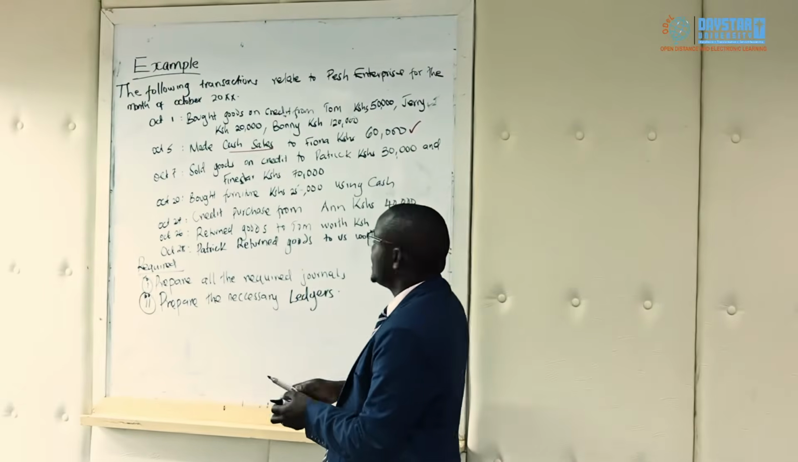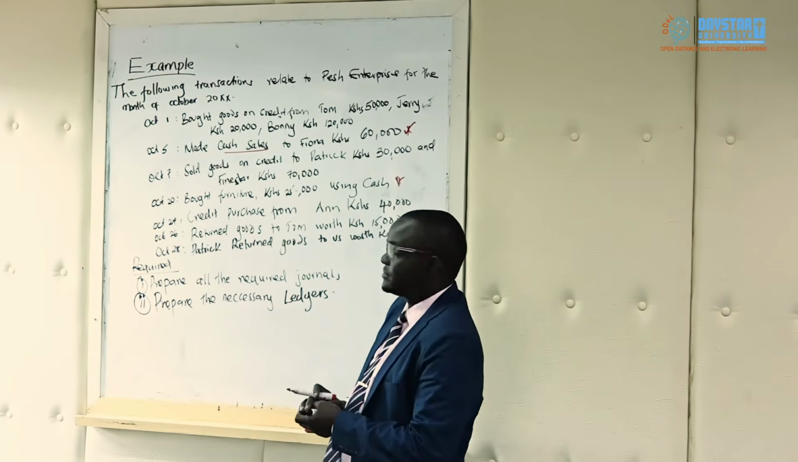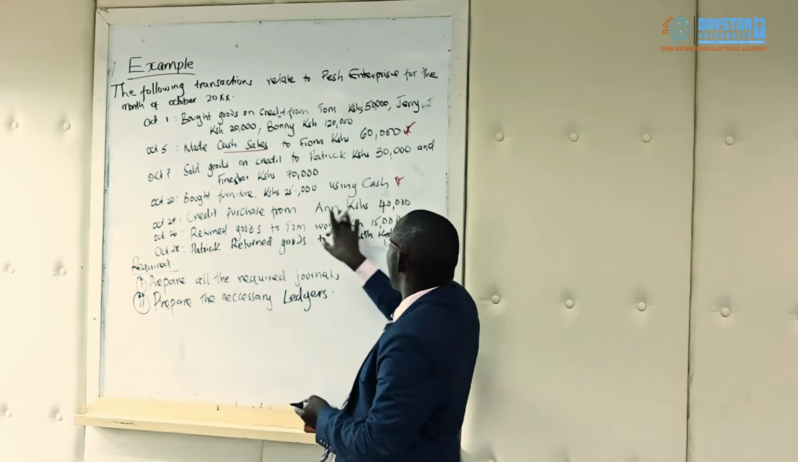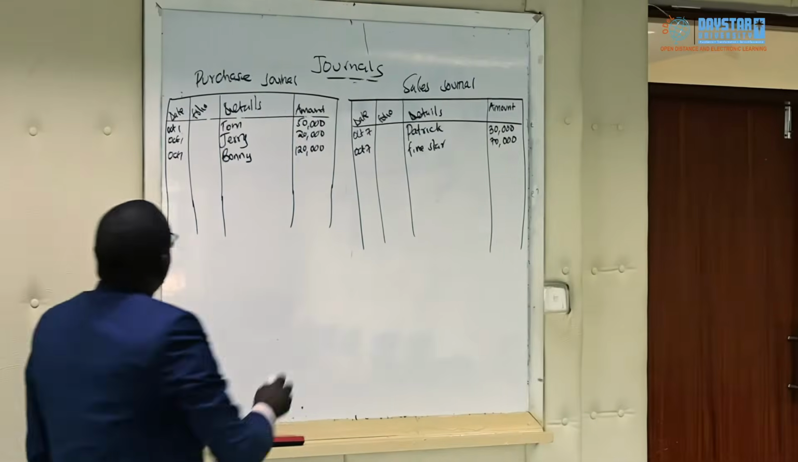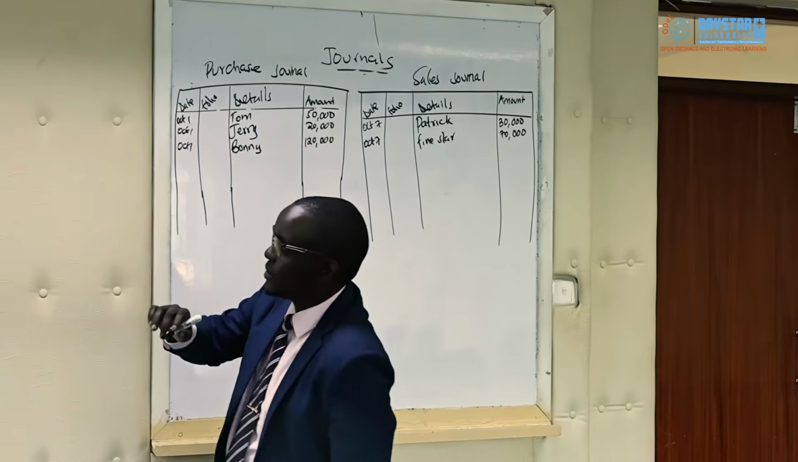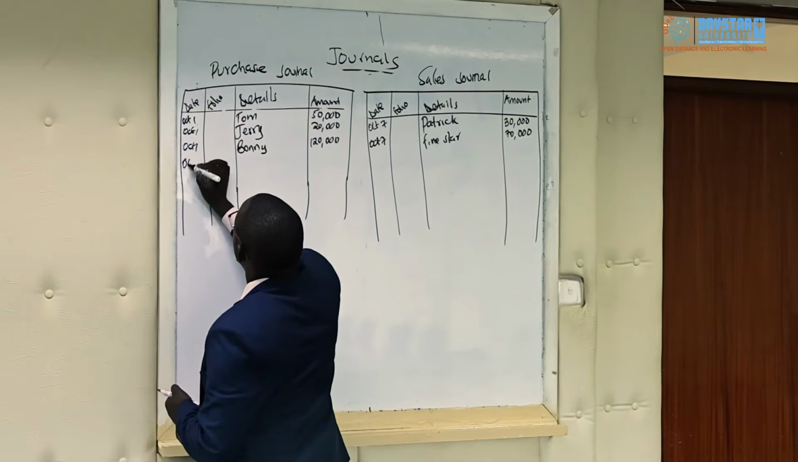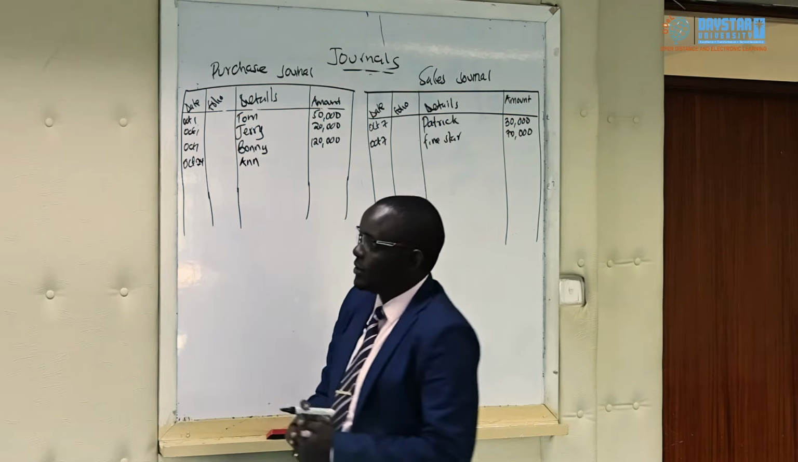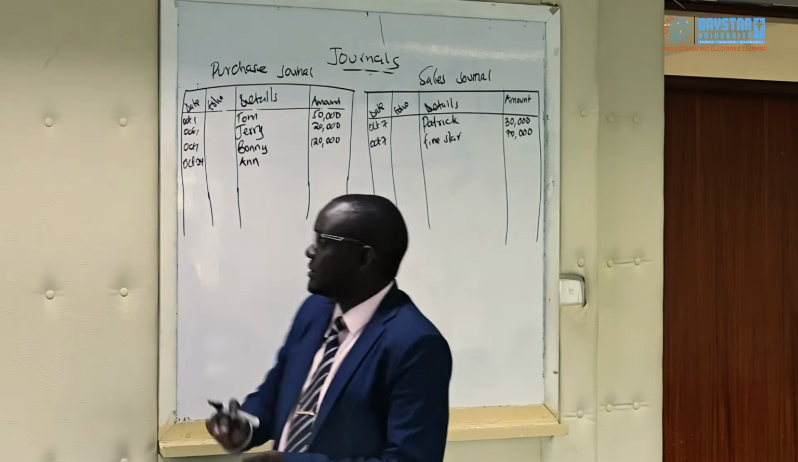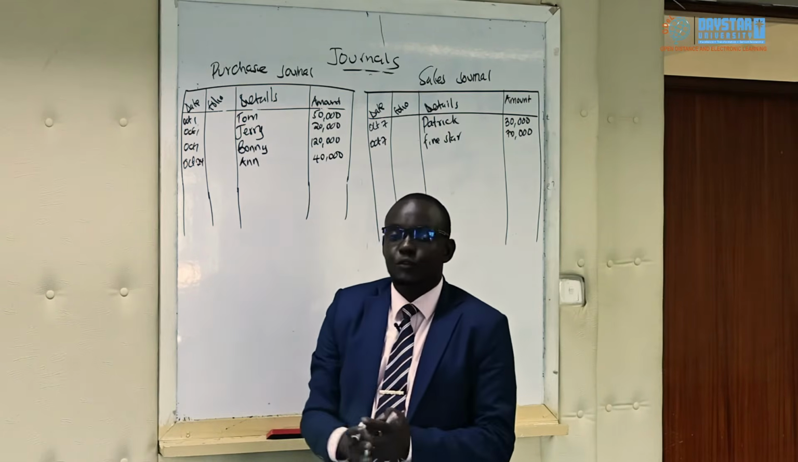Then we have bought furniture, 25,000 using cash. This will not go to the journals. Then you have credit purchases from Anne. This goes to the purchase journal, 40,000. The date is October 24th. So we have October 24, we have Anne. The amount is 40,000. We purchased from Anne an amount of 40,000.